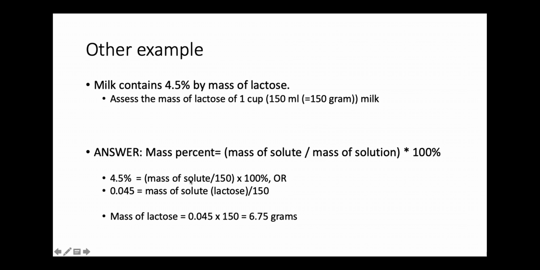So plug the numbers in. 4.5% is the mass of my solute divided by 150, that's my solution, times 100. Or we can say 4.5% is 0.045. 0.045 is the mass of my solute, that's the lactose, divided by 150. So the mass of my lactose will be 0.045 times 150, which makes 6.75 grams.